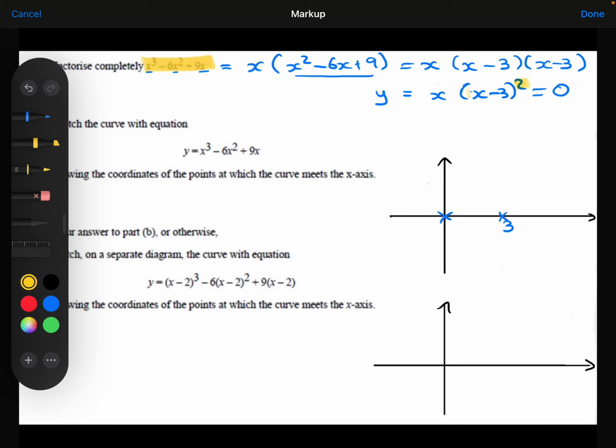This is a cubic graph we're drawing, and it's a positive cubic graph. The x cubed is positive at the front there, not negative, which means it's going to have this sort of shape. So it's going to go up, passing through the point 0, 0, back down. It's going to touch at 3, and then keep going back up again because of the repeated root.